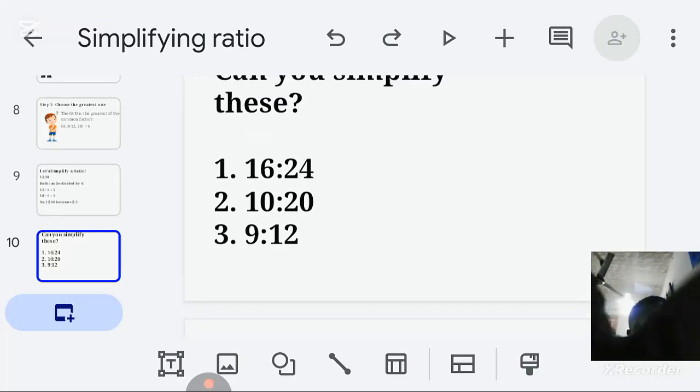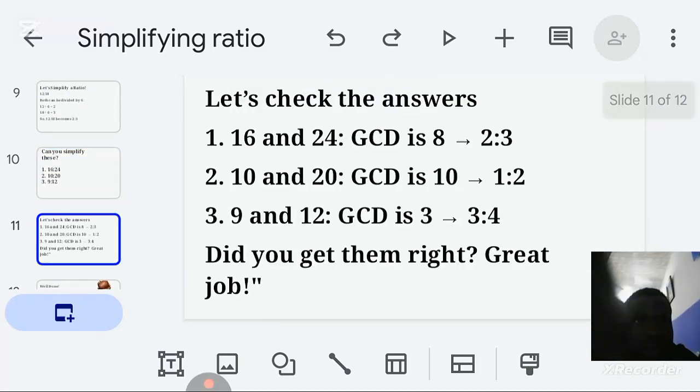Now let's check our answers. For 16 and 24, the GCD is 8, and when you simplify both of them by 8, you get 2 to 3. Same goes for 10 and 20. The GCD is 10, which is the greatest common factor, and when you simplify, you have 1 to 2. Then also the GCD of 9 and 12 is 3. When you divide both sides by that 3, you have 3 to 4. Did you get them right?